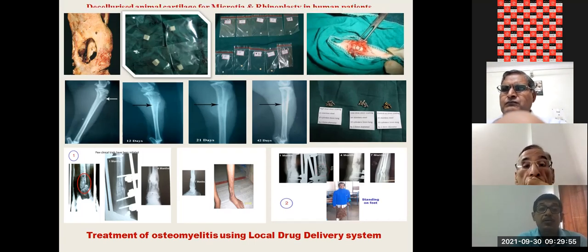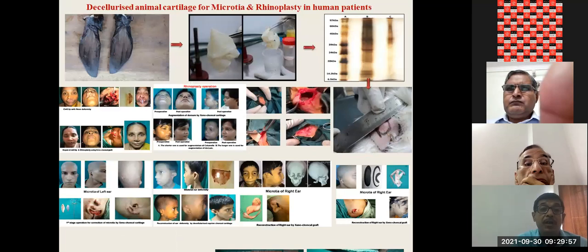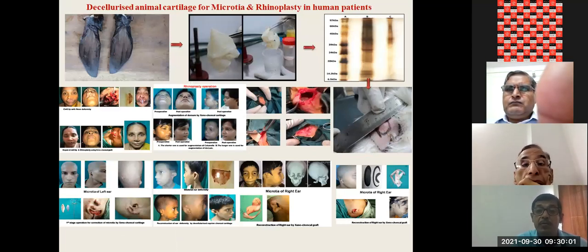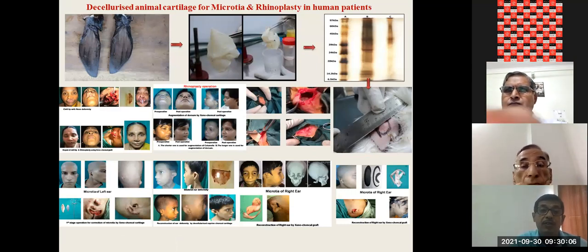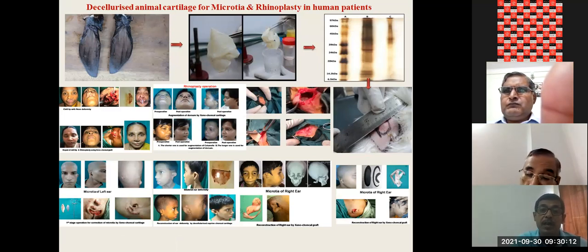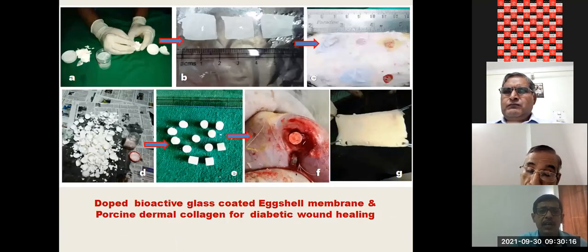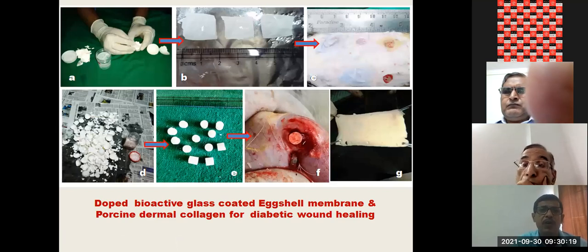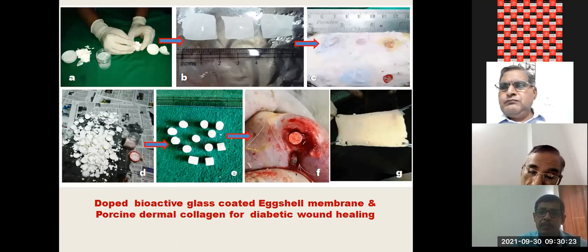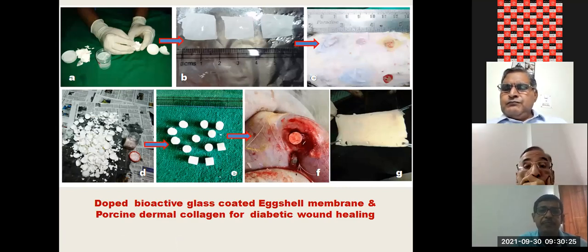Okay. We have also developed animal-source cartilage, and through thorough in vitro and in vivo characterization we have carried out an animal trial. Lastly, for the correction of rhinoplasty and microtia operations in human patients, we worked in collaboration with RGKR Medical College in a DBT sponsored project. We have also carried out work on egg cell membrane, a good material for diabetic bone healing.